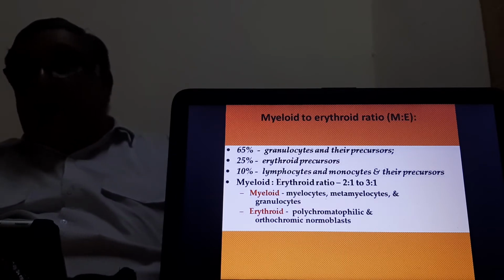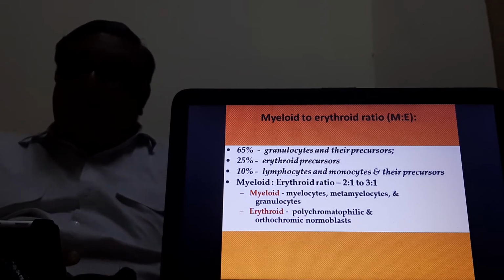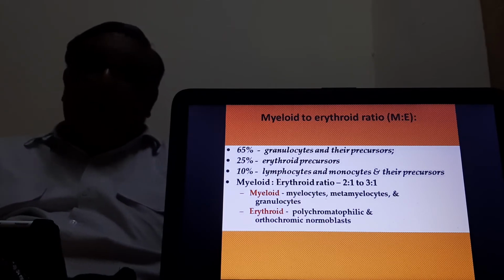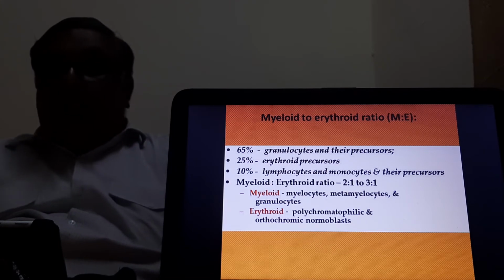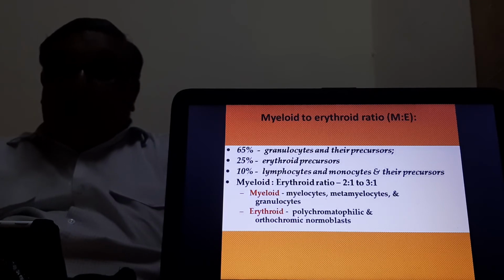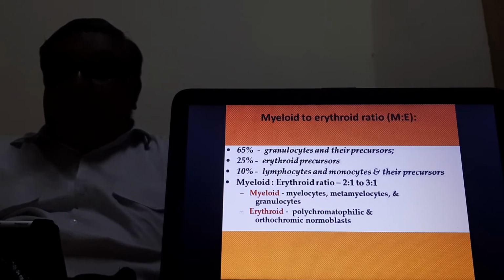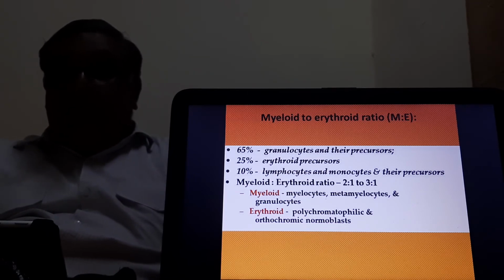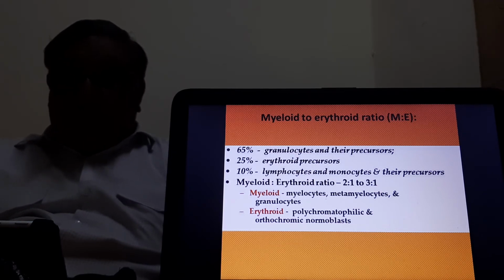So if we take into consideration the white blood cells and the red blood cells, or the myeloid cells and the erythroid cells, then the myeloid erythroid ratio is supposed to be 2:1 or 3:1. So 2:1 or 3:1 is the normal myeloid erythroid ratio. So in myeloid series we may see developing WBCs like the myelocytes, metamyelocytes and granulocytes, or in the erythroid we may see normoblasts or pronormoblasts.